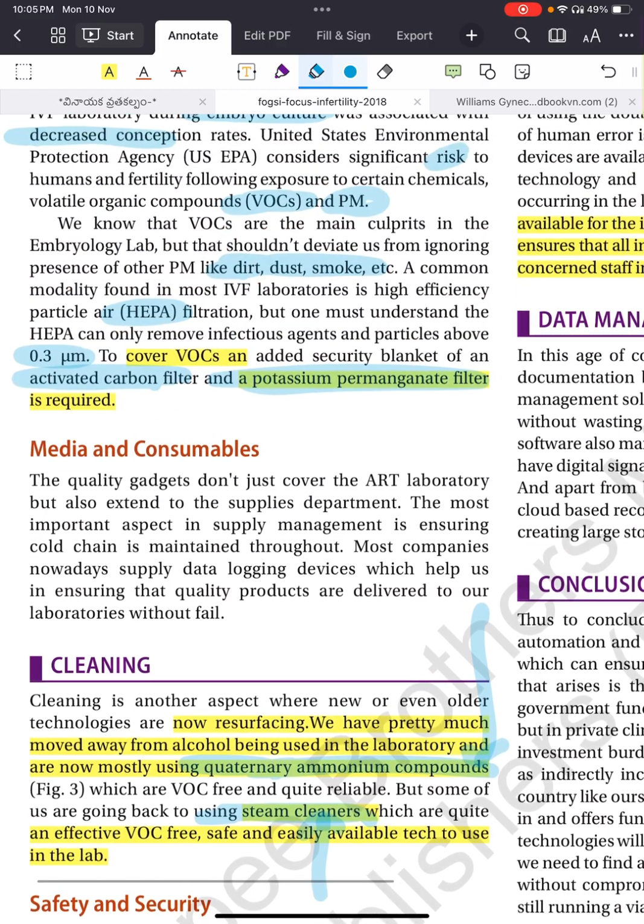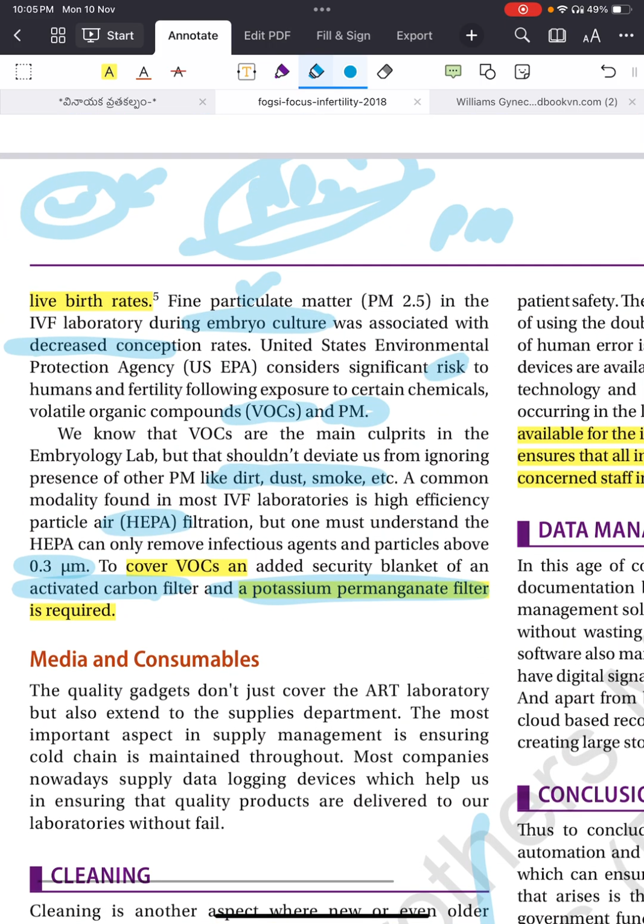What is VOC, once again, a little bit? VOC is volatile organic compounds. Okay, good.